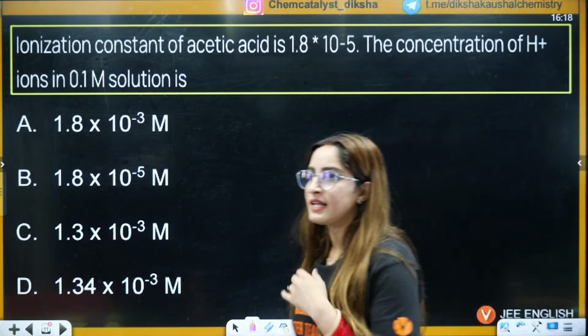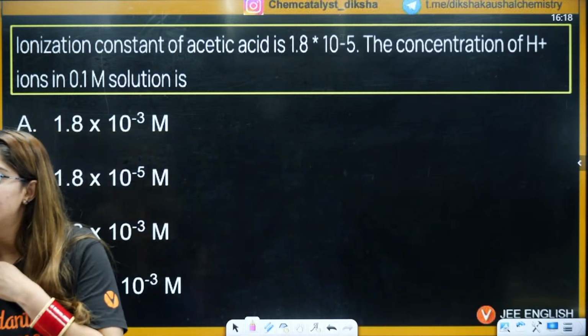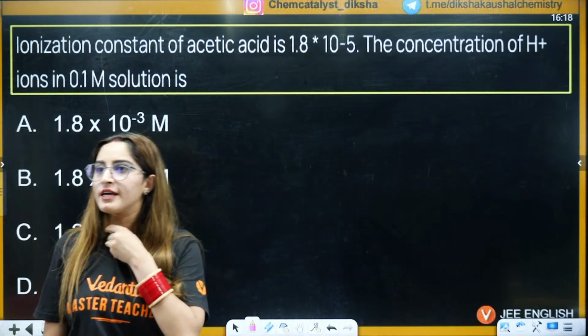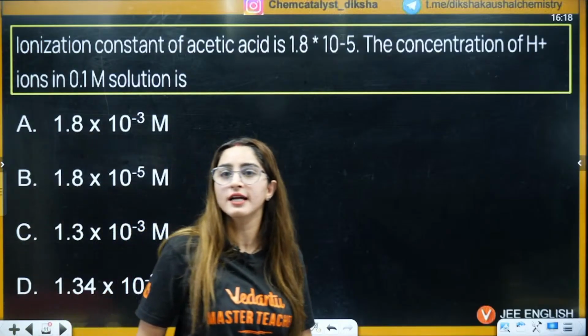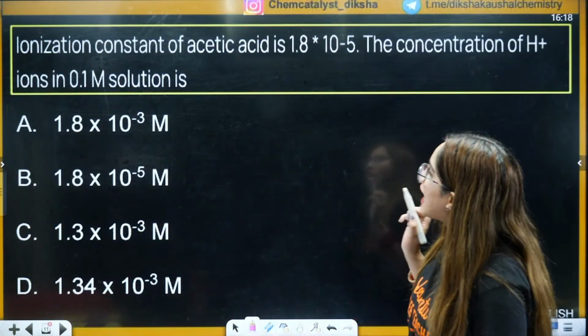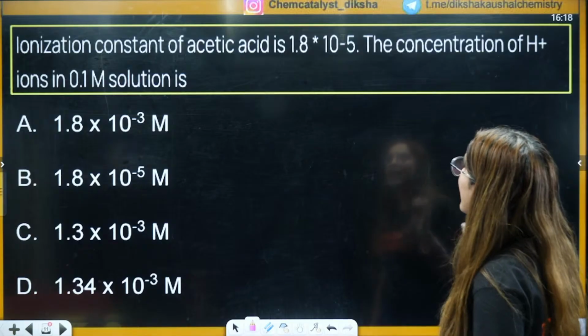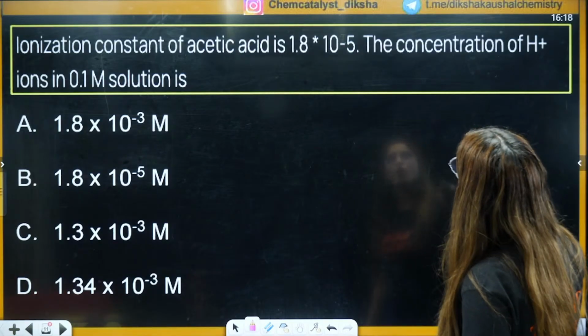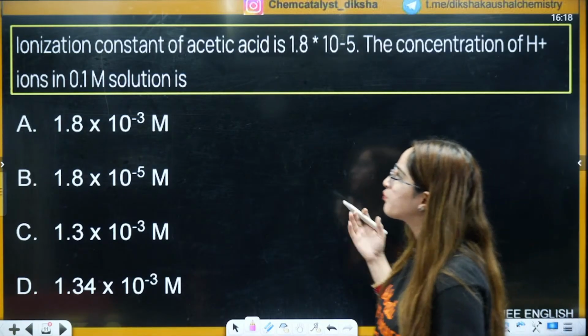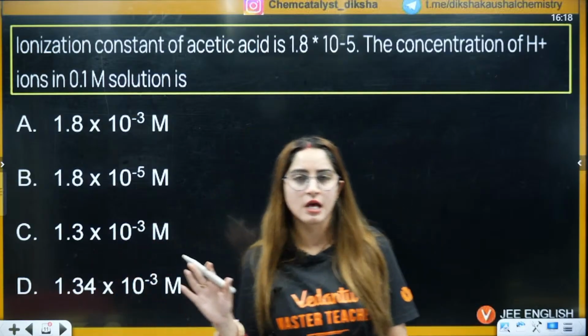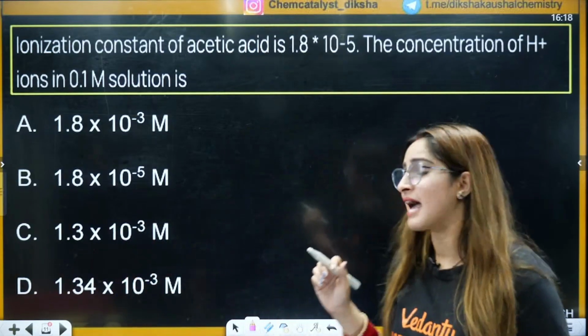Next question on your screen, students. Option C, ma'am? Yes, very good. Yes, option C is the correct answer here. Right. Next question is, the ionization constant of acetic acid is this. The concentration of H positive ions in 0.1 molar solution is. So the ionization constant of acetic acid has been given to you.